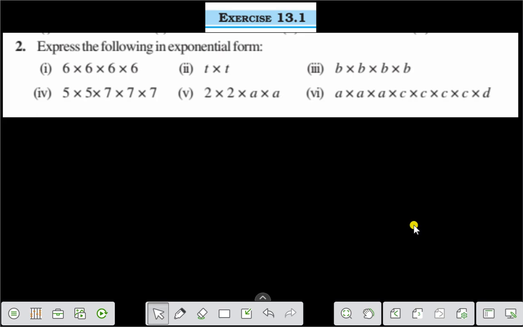Hello everyone. Today I shall discuss exercise 13.1 question number 2.